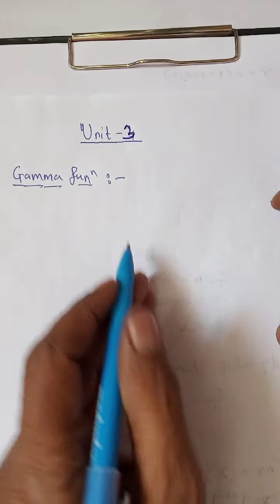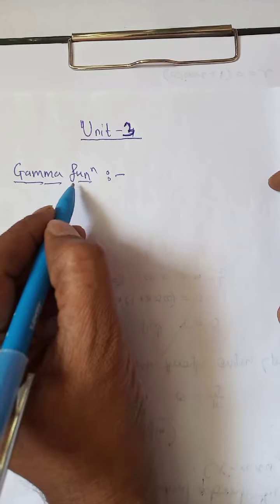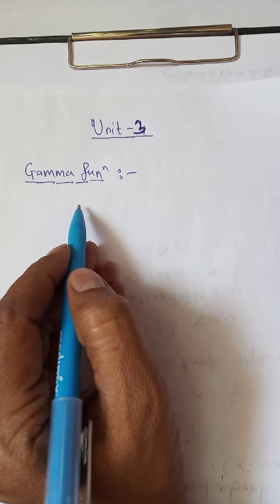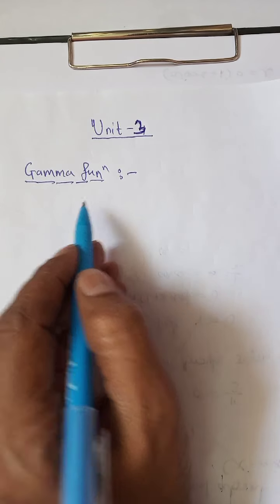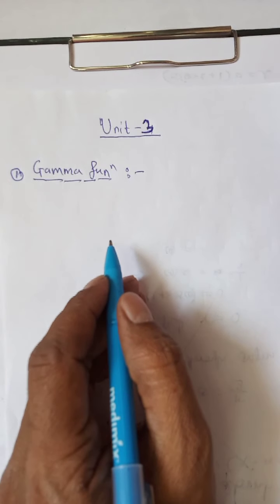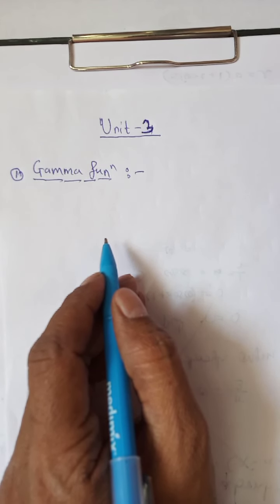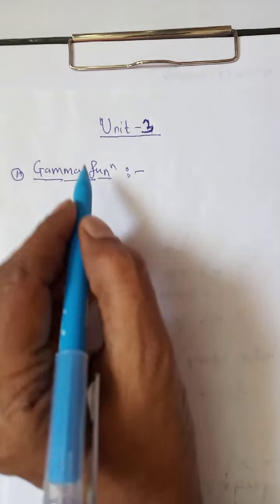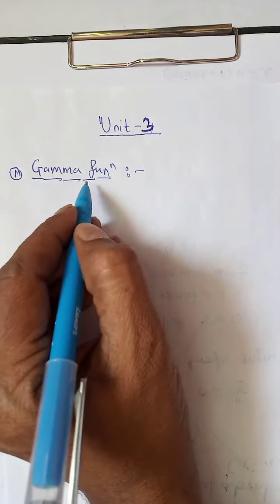Now we'll discuss unit number 3, which contains gamma function, beta function, error function, and so on. Okay. So first we'll discuss gamma function. As a reduction formulae we already discussed in the class. So here we'll discuss gamma function first.